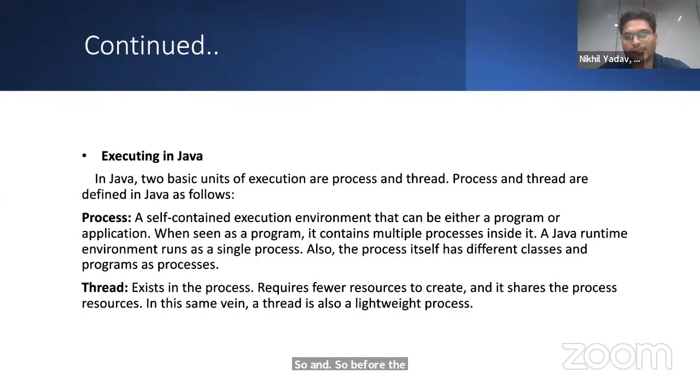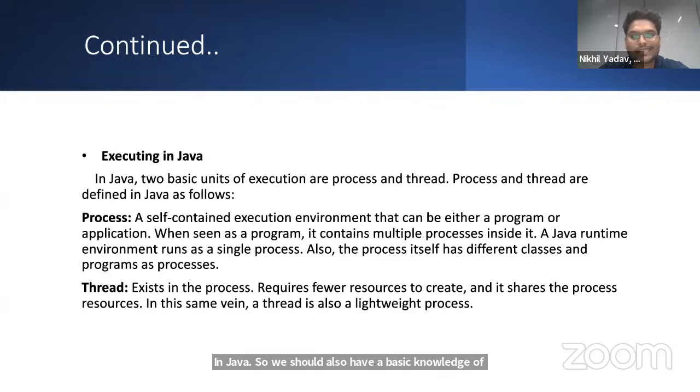Before going into Java, we should also have a basic knowledge of process and threads. What is a process? A process is a self-contained execution environment that can be either a program or an application. And what is a thread? A thread is basically a lightweight process. A thread uses the resources of the process, and uses minimal resources of the process. That's why it is called a lightweight process.